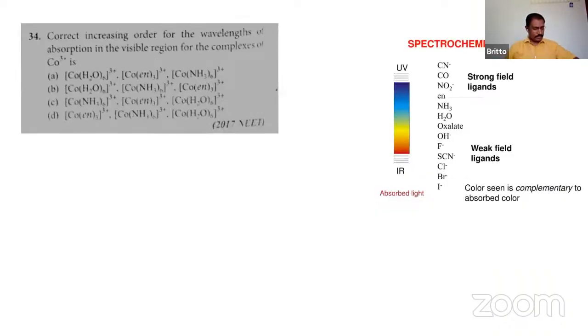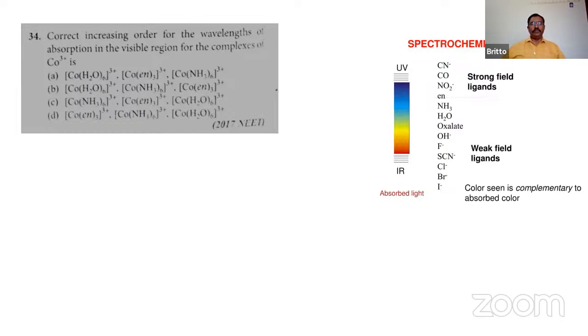Another question they have asked: the correct increasing order for the wavelengths of absorption in the visible region for the complexes of Co3+. Already we know that the complexes are highly colored, and they absorb in the visible region. They have given all cobalt 3+ complexes. So increasing order for the wavelength of absorption.